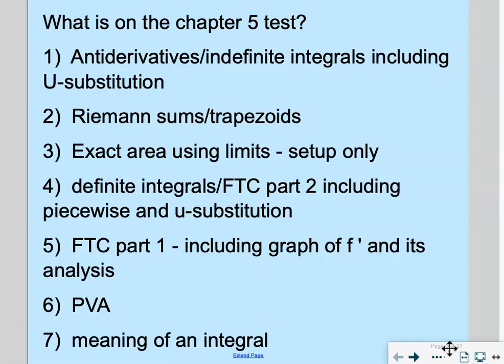Okay. Number 3, exact area using limits, setup only. So just like on your big quiz, all we checked for was can you set it up? We did not make you sit there and evaluate that whole thing. Same thing on your test. We're just checking to make sure you know how to set it up.